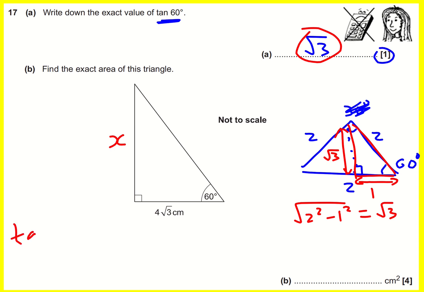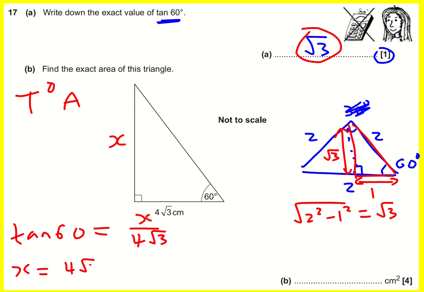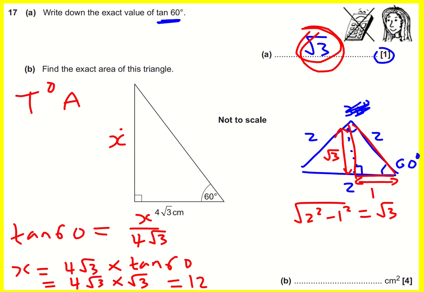We can remember that tan 60 is the opposite over adjacent, so I'm using TOA here. It's going to be x divided by 4 root 3, and that means x is equal to 4 root 3 multiplied by tan 60. See, I could still get some marks even if I'd forgotten what tan 60 was, but I know what it is because I've got it here. It's root 3, so it's 4 root 3 times root 3, and root 3 times root 3 becomes 3, so it becomes 12. And we've got our 12 here, and therefore we're nearly done.